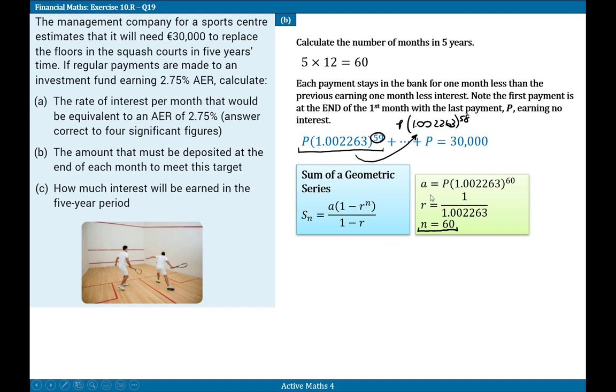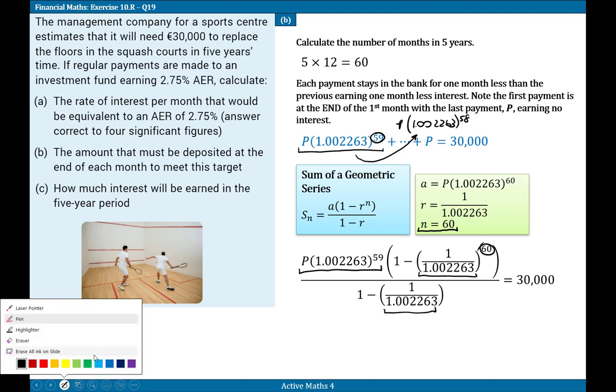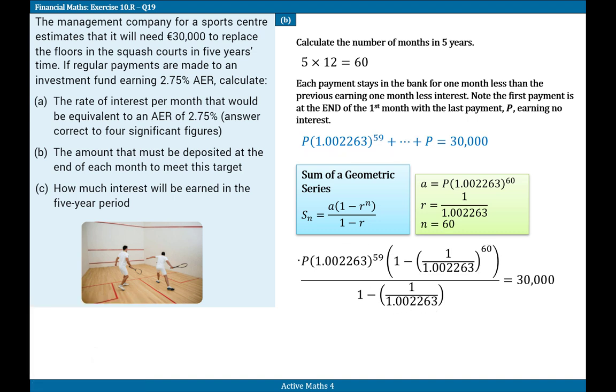So we pop A and R and N into our formula. So this is our SN formula. Here's our A, and here are our R's, and obviously the power is the N value, which is 60, and we let that equal 30,000. We take out our calculator, and we put all of this in the calculator with the exception of the P. We bring the P outside and enter all the rest of the stuff into the calculator. And then that amount times P is equal to 30,000.